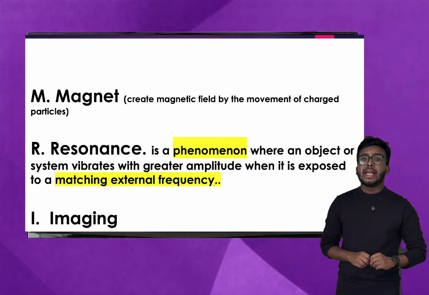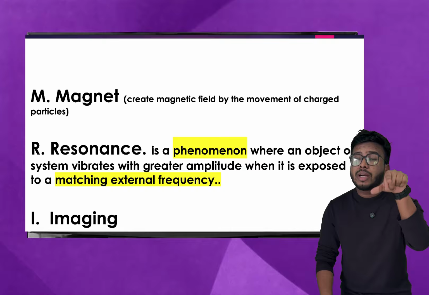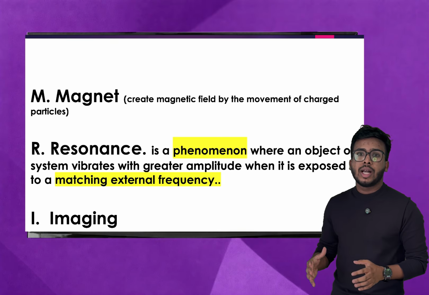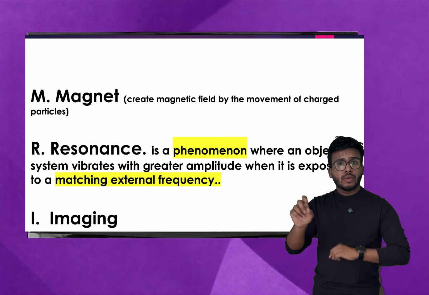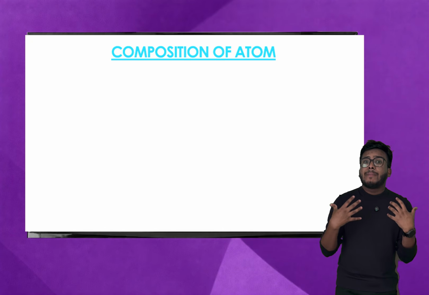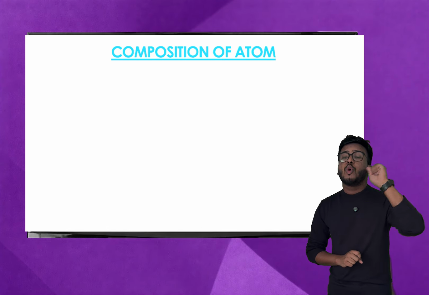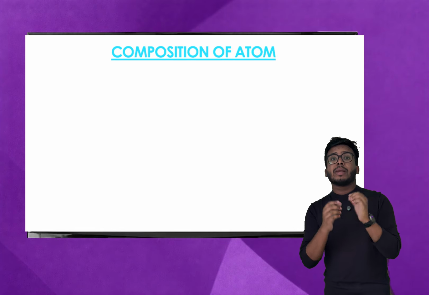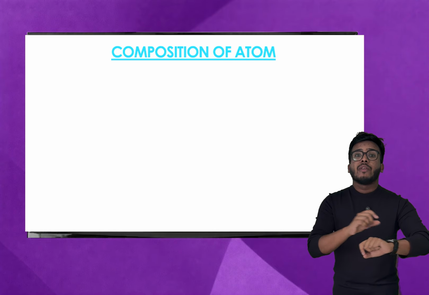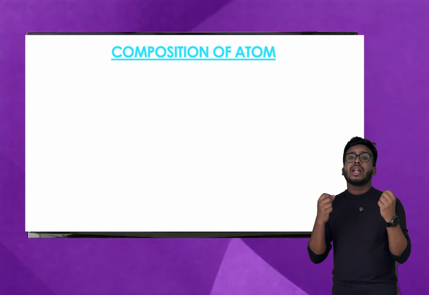Inside the human body, 75% is water. Water means H2O. We have 2 hydrogen atoms and 1 oxygen atom. Because of the abundance of hydrogen atoms inside the body, we make use of the movement of hydrogen atoms for imaging the human body. So in MRI, we are making use of the hydrogen nucleus, or hydrogen atom, for imaging.